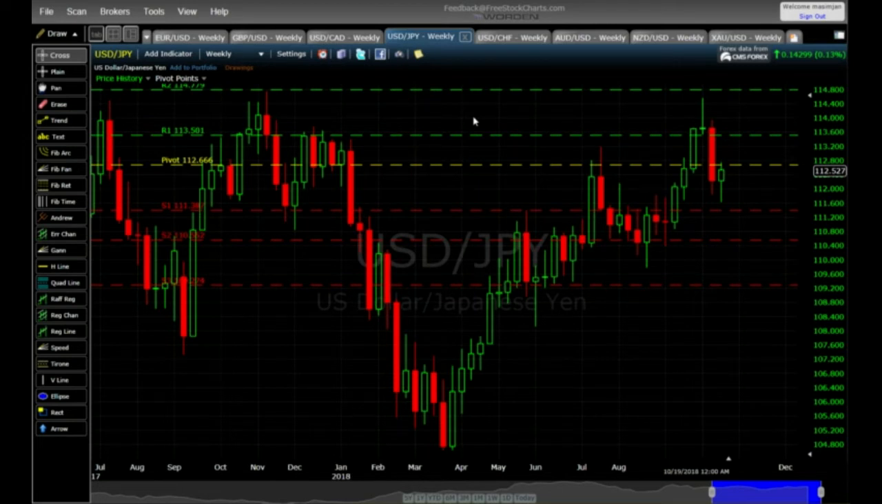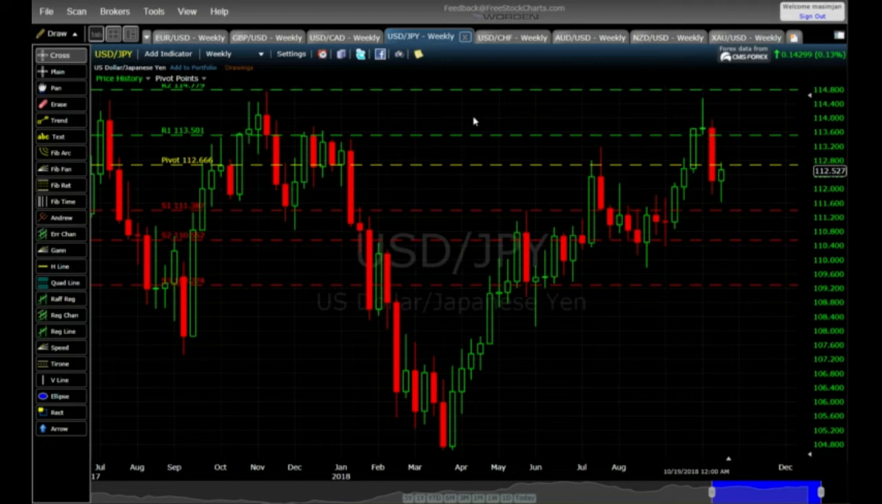It is trading, and the week closed at 112.527. Currently it's below the pivot, but I'm expecting that as the dollar gets stronger, and as we don't have really big news, the market might be driven by sentiment. So as the dollar index gets stronger, I can expect that the US dollar and Japanese yen is going to get stronger as well.